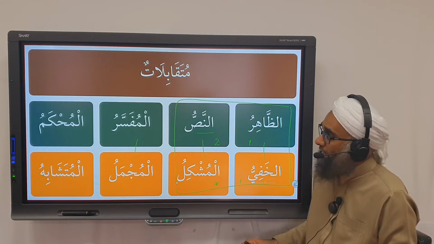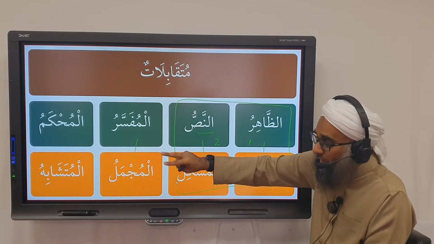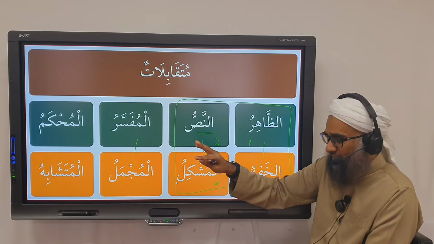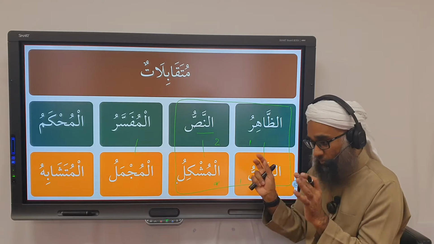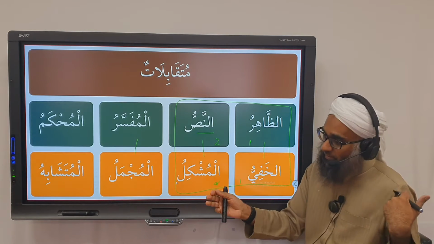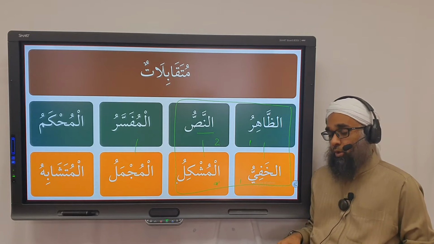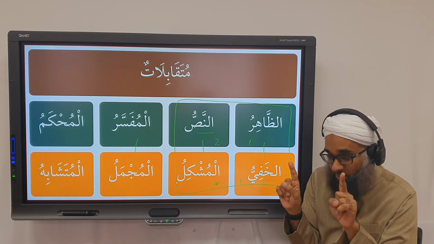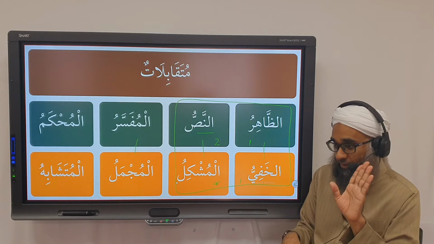You understand? Mufassar and mujmal, yes, they're opposite in both clarity and ambiguity, and they're also opposite in terms of definition. And muhkam and mutashabih, they have similarities in terms of clarity and sort of being final, and so they link up. So when you see the mutaqabilat, what you need to keep in mind is that the primary opposition is in levels of ambiguity and clarity, not necessarily opposite in definition. Is that clear to everybody?